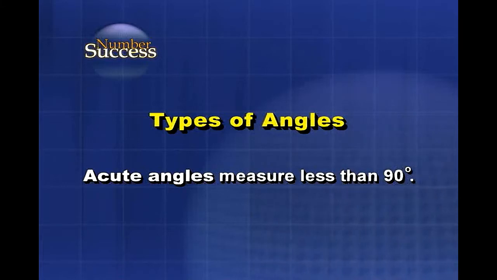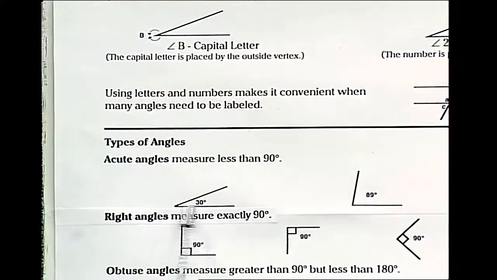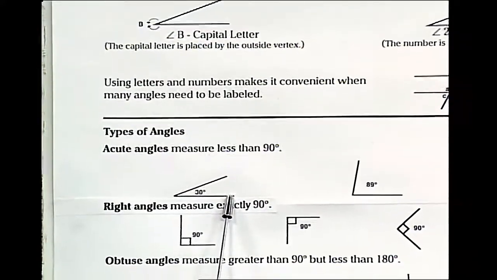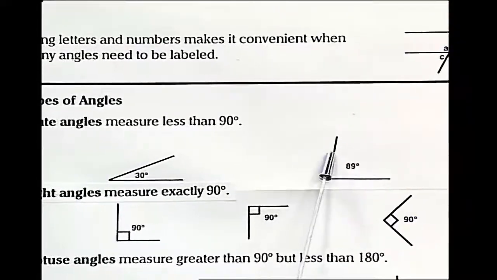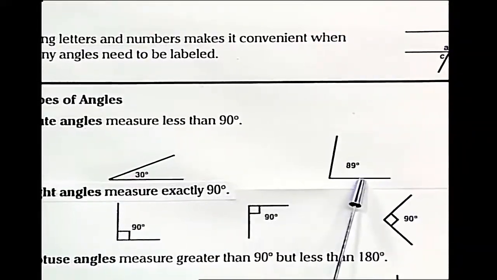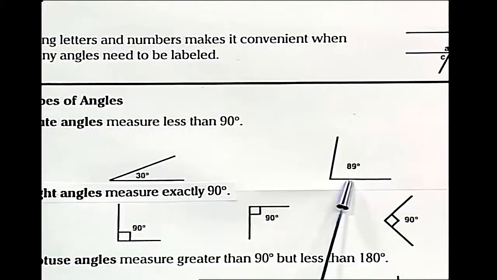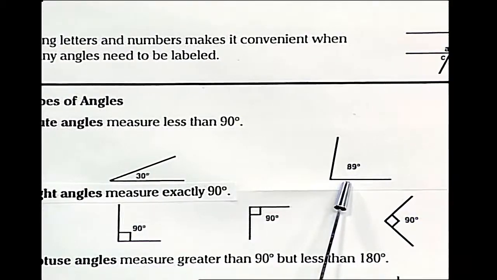Types of angles. Acute angles measure less than 90 degrees. This is a 30-degree angle. It is an acute angle. This is an 89-degree angle. It is also an acute angle.